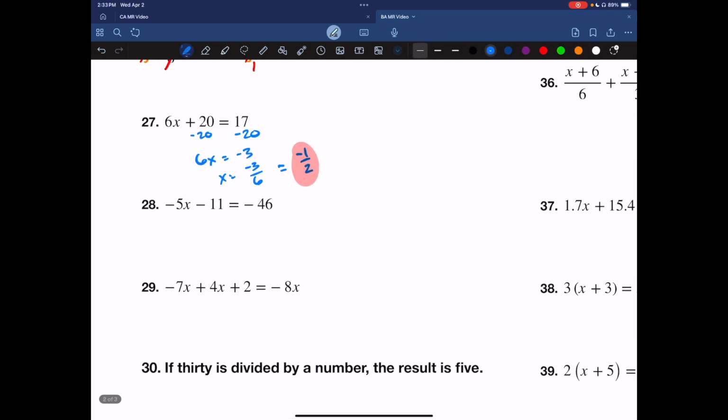28. I'm going to add 11 to both sides. That's going to be negative 5x equals negative 35. I'm dividing by negative, so x equals positive 7.